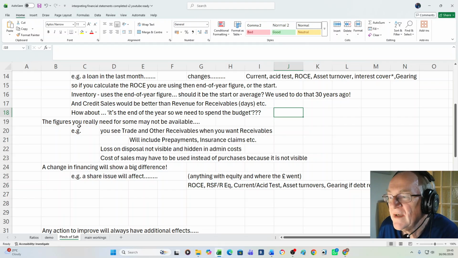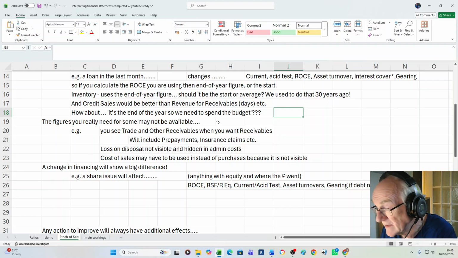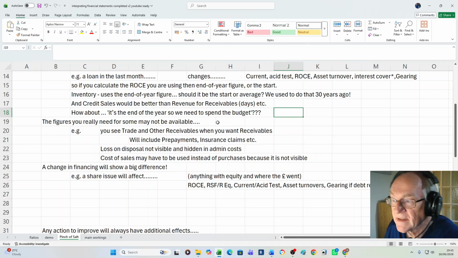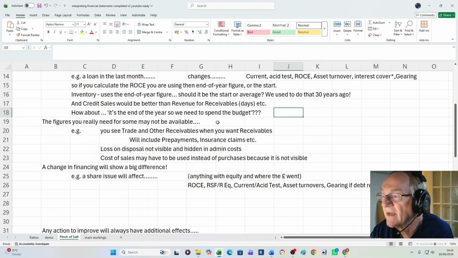And then the figures we really would like to use may not be available. Now, if you're management accounting, they will be available. You'll see the breakdown. What do we see in the set of accounts? We see trade and other receivables at the end of the year. We really want the trade receivables figure only, because the trade and other receivables is going to include prepayments, or an insurance claim, could include other assets as well, or contingent assets even, something that's going to come in the near future but isn't a trade receivable.